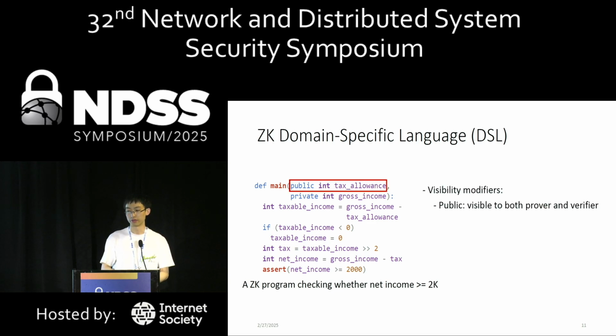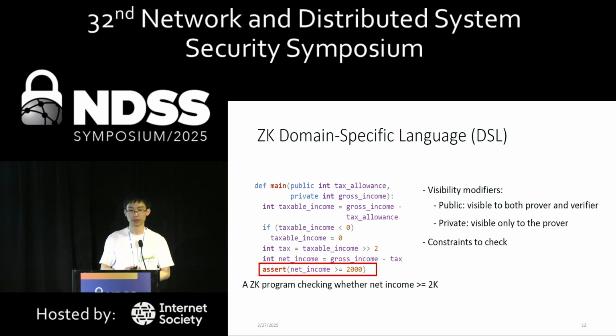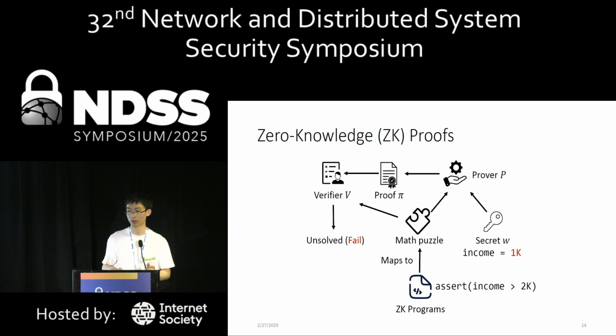The ZK DSL supports visibility modifiers. For example, the tax allowance is assumed to be public knowledge from the taxation systems, and it is visible to both the verifier and the prover. On the other hand, the gross income is private and is only visible to the prover. You can specify constraints by using assert statements to assert that the net income is greater than $2,000. The ZK program will then be mapped to the math puzzle.